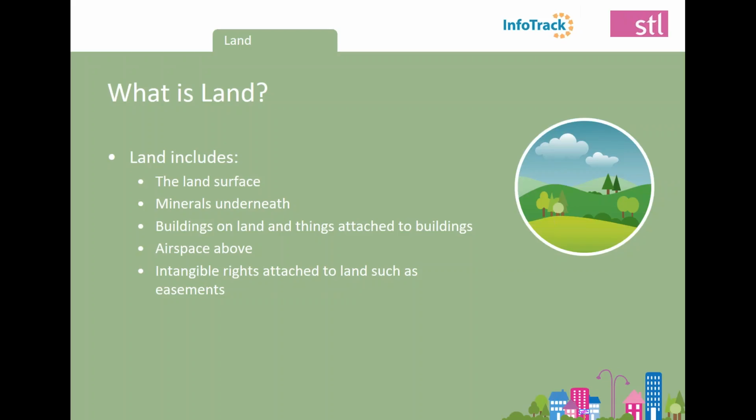But really, land is the buildings and land, or anything attached to the buildings, and it's also intangible rights attached to land, what we call an easement. An example of that would be a right of way over a driveway, or the right to enter your neighbour's property to repair your fences.